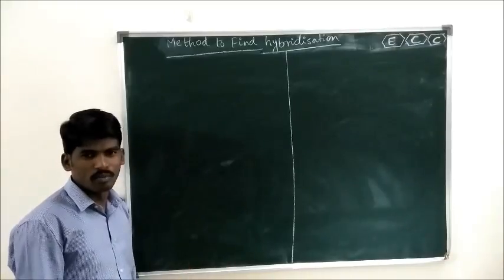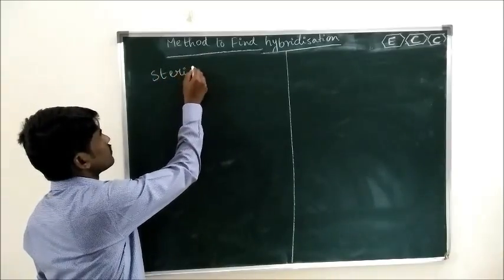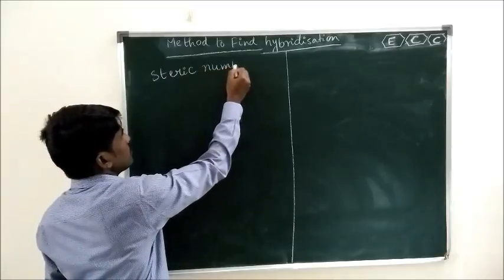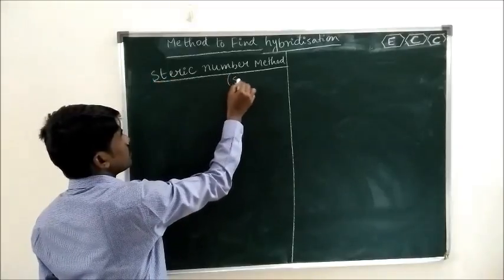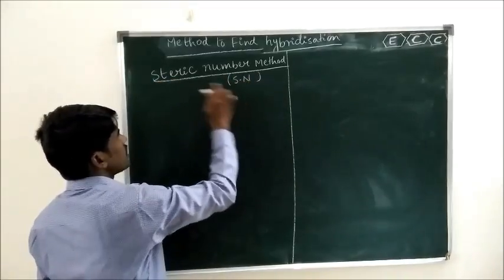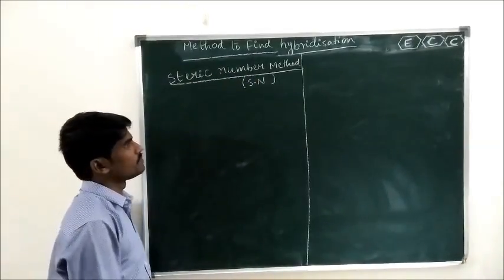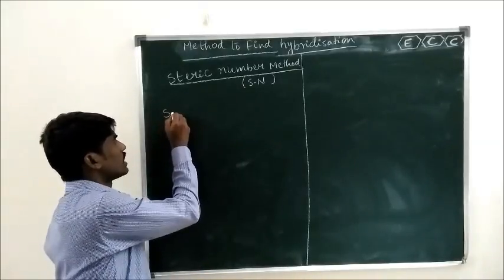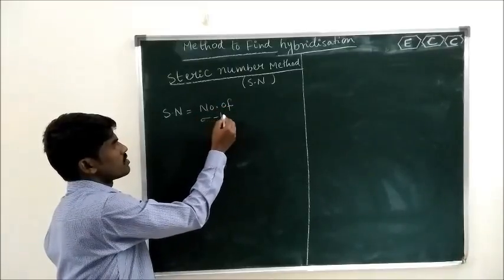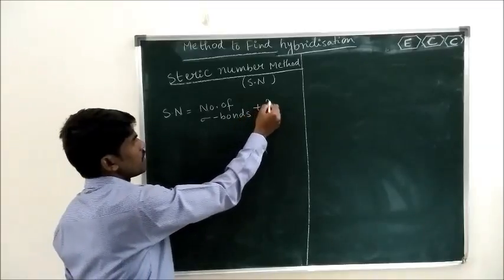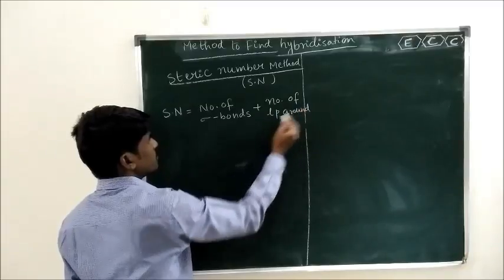Now, we have seen so many examples, right? Let's see another method to find out hybridization in a short way. This is called the steric number method, or SN method for short. S stands for steric, N stands for number. In the steric number method, you will calculate the steric number. Steric number is nothing but the number of sigma bonds plus the number of lone pairs around the central atom.